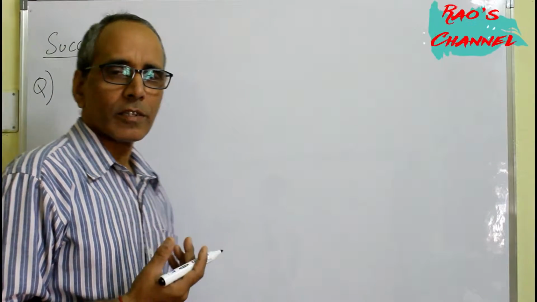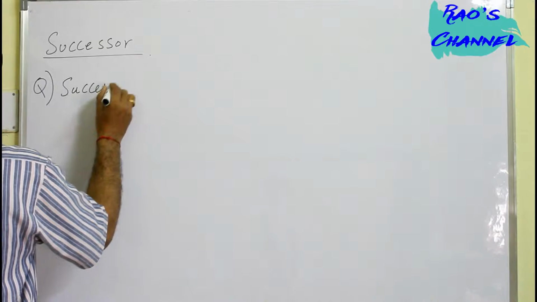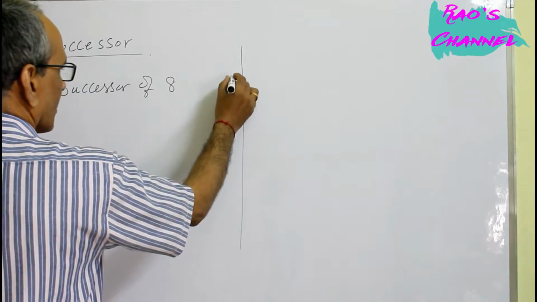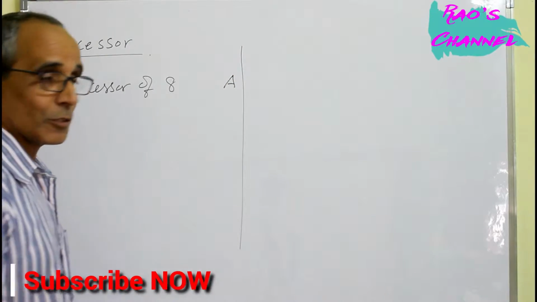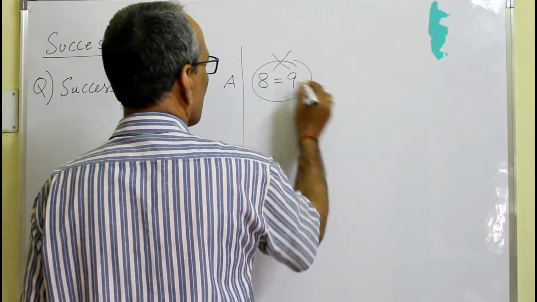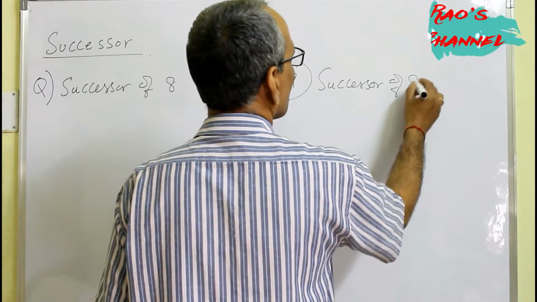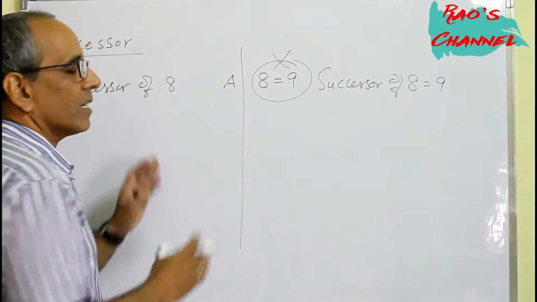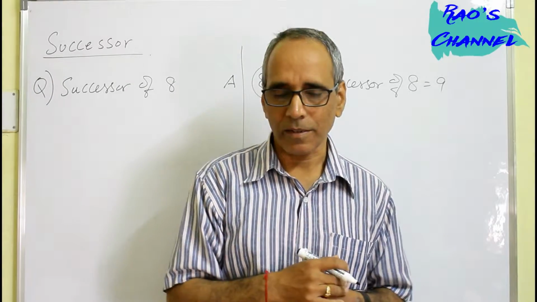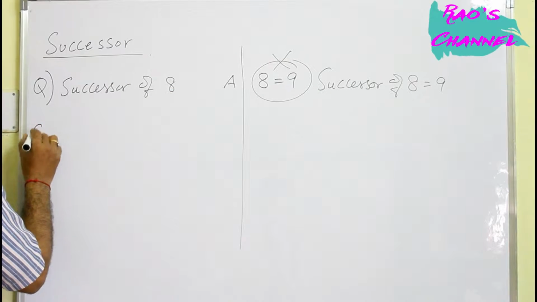It is very simple. Successor of 8 is equal to 9. Let me write the question in full. Successor of 8. In your answer, don't write 8 is equal to 9. This is wrong. Write in full statement. Successor of 8 is equal to 9. Because 9 resides on the right side of 8, as we imagine on the number line. So 9 is the successor. In the same way we can write it in the case of positive numbers, no problem.